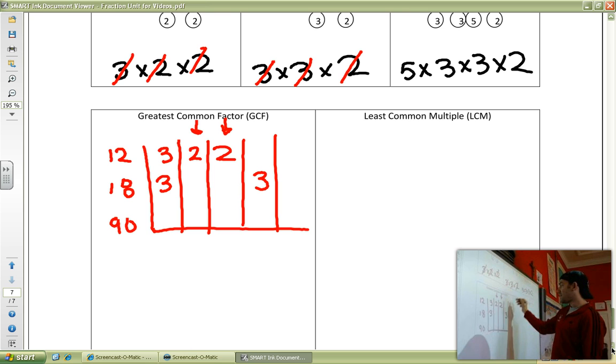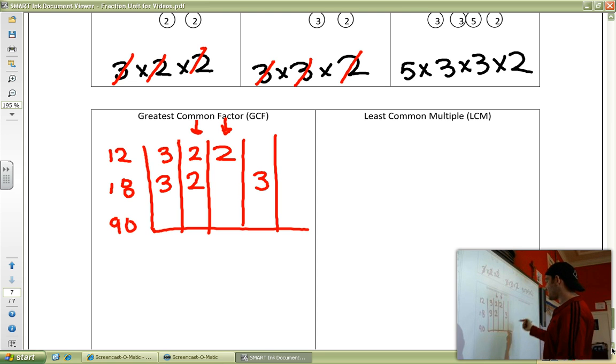Now this 2, I can put it in either. To help you, always put it in the very first available column. Okay, always put it in the first available column. That will save you. You can make mistakes. Okay, this system will fail you if you don't follow the rules. The rule is put it in the first available column. Okay, now we've finished up with 12 and 18. Those are done. We're on to 90.